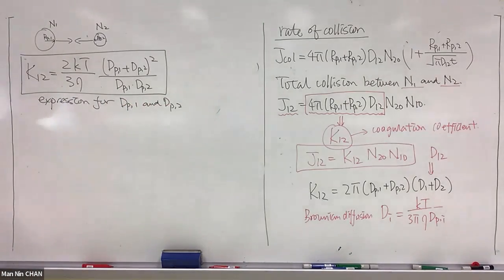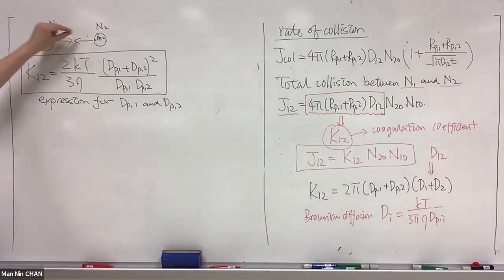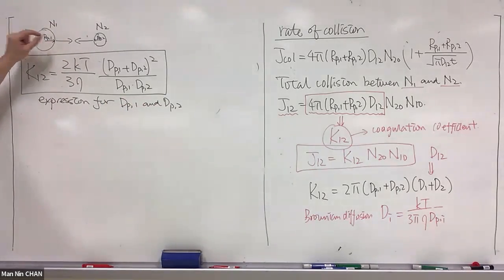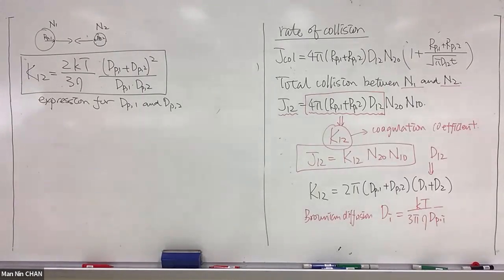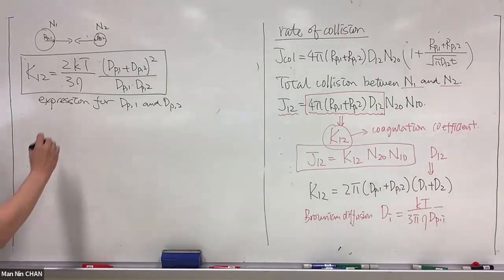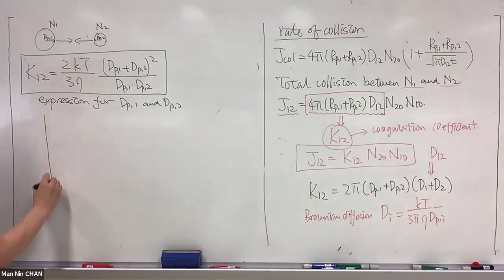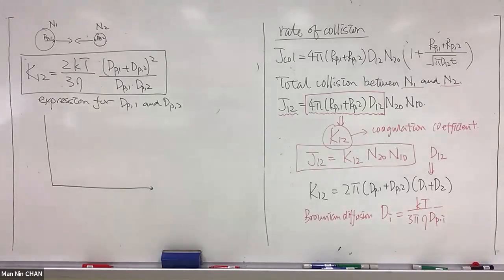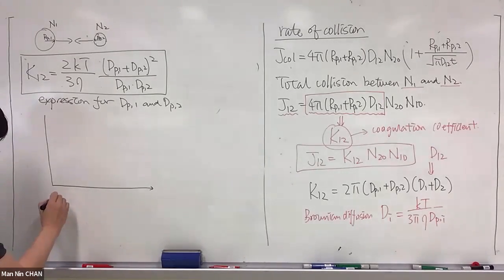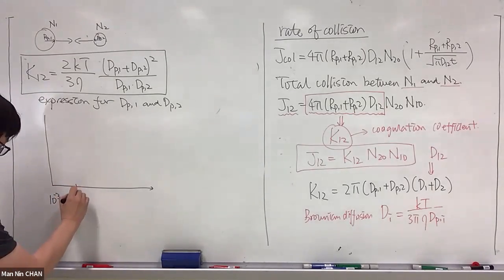So that means you can intuitively think about how this coagulation coefficient changes. If you have different particle sizes, or if the ratio between your N1 and N2 changes, this will affect your coagulation coefficient. So let's say, I try to draw you the result, and then we want to have some discussion here.